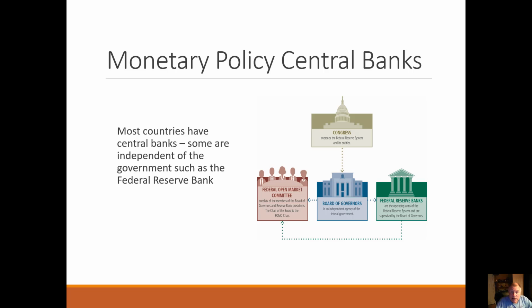Some are independent of the government and others are dependent. In the United States, the Federal Reserve Bank is independent of the government itself. Congress oversees the Federal Reserve System and its entities that relate to it. So they're governed by a board of governors, different reserve banks, and supervised by the board of governors. Then there's the Federal Open Market Committee. This is probably the most important part of the Fed.